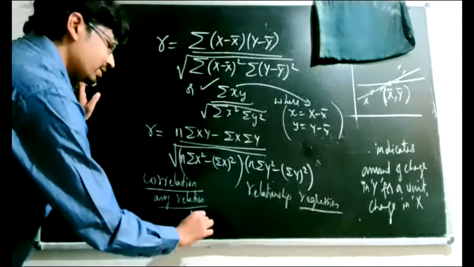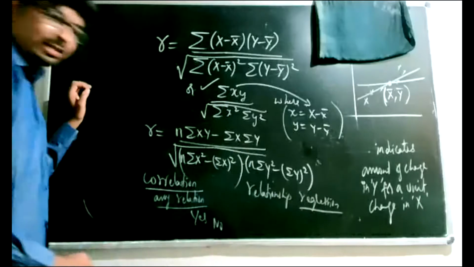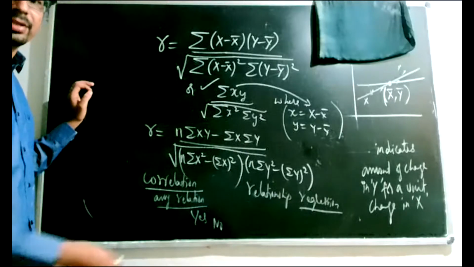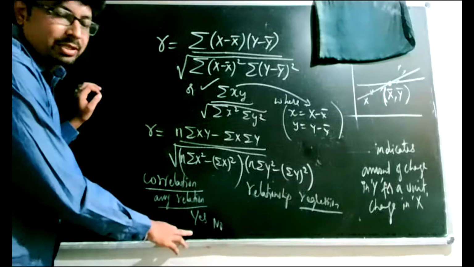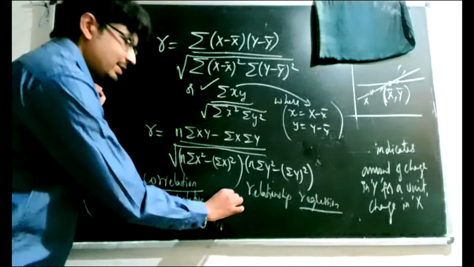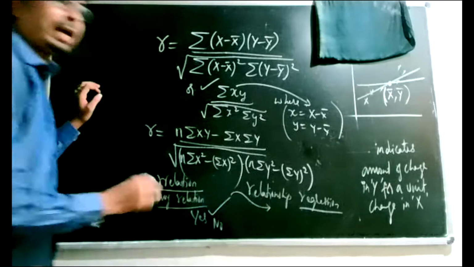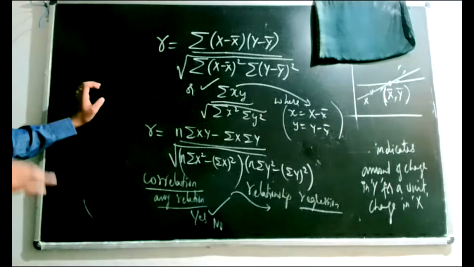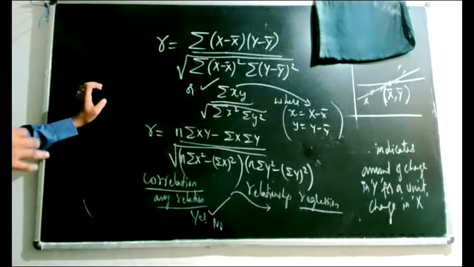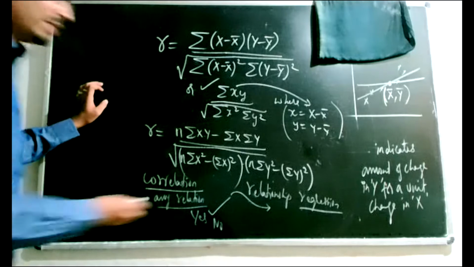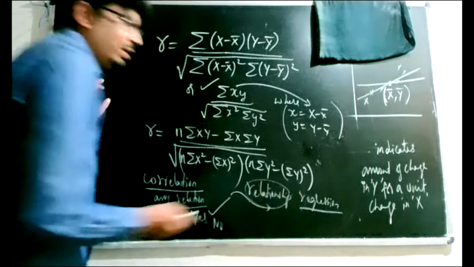So here you just get an answer as yes, there is a relation, or no, there is no relation. Yes, there is correlation, or no, there is no correlation. If you say yes, then what is the actual relationship? How can I model it? What is the behavior relationship between X and Y? That is obtained in the regression part.